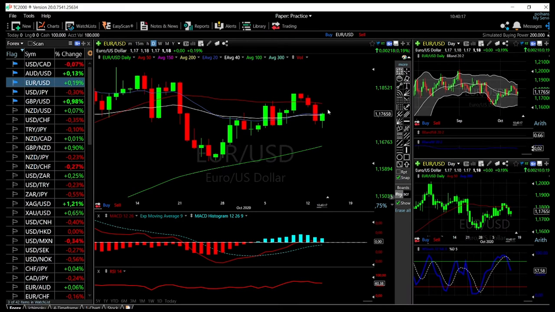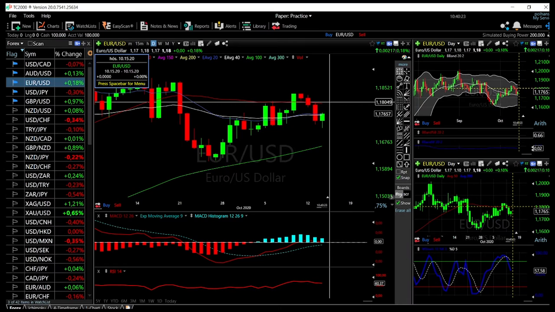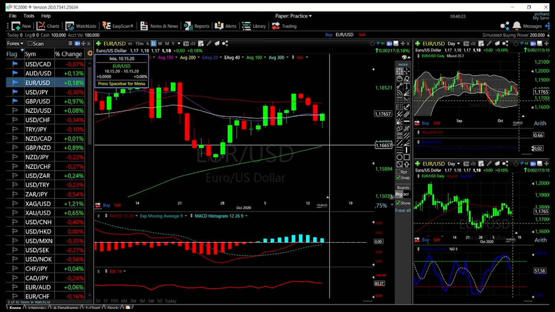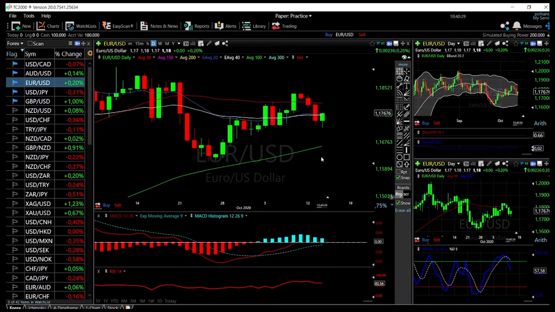We are trading between the 50 and the 100 moving average. The 50 is around 1180, and the low of the 100 moving average is at 1166. So we're basically right in the middle. I do expect this market to turn around towards the 100 moving average before going higher or just trading sideways.